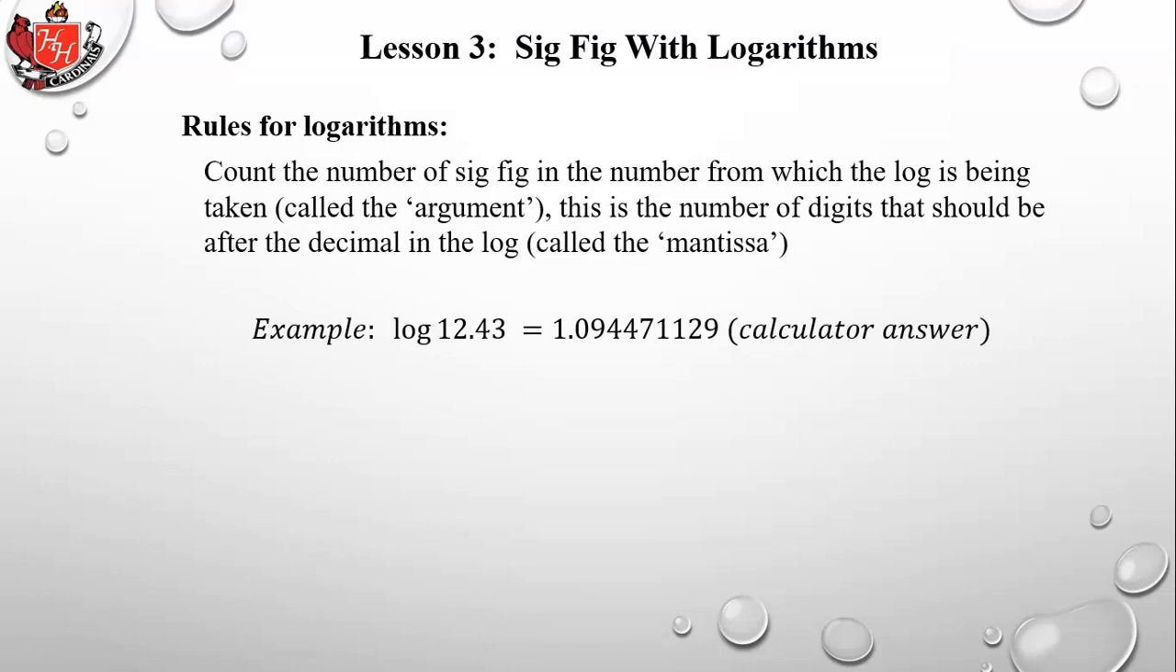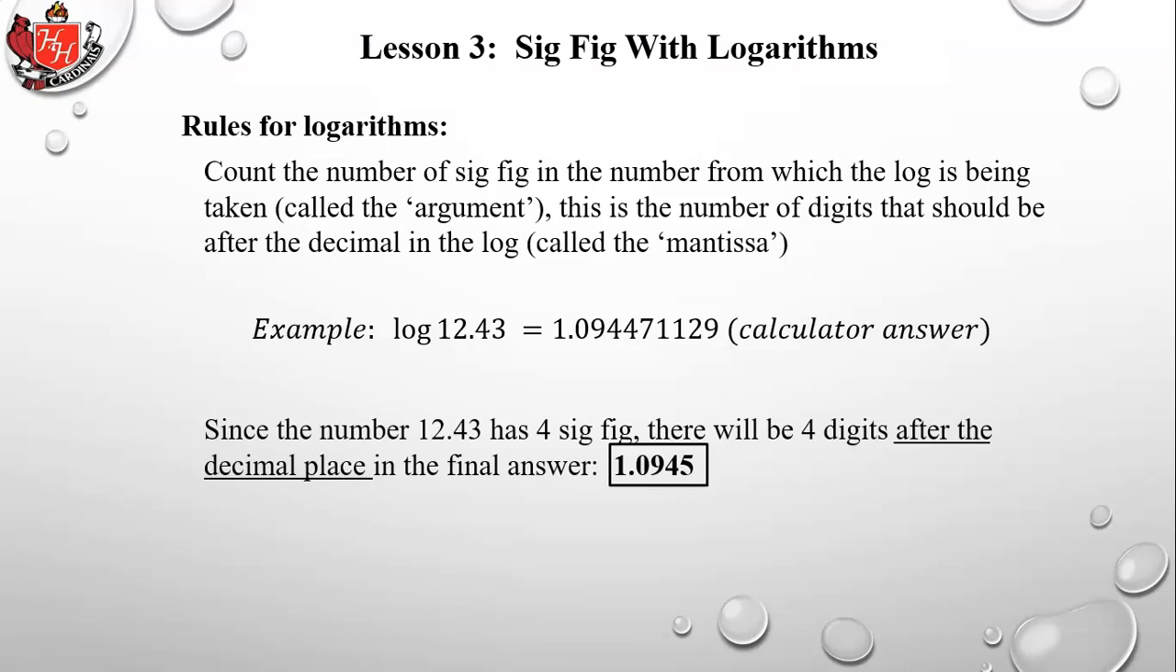Log of 12.43 gives you that number on your calculator. So since the number 12.43 has 4 significant figures, there will be 4 digits after the decimal place in the final answer. So you will round the last digit, the one that's furthest to the right. The 7 will round it up to a 5. So you need to have 4 digits after the decimal point, 0945, because the 12.43 has 4 significant figures. Okay? Don't worry about this one. We'll hardly ever use it, but that's just the rule.